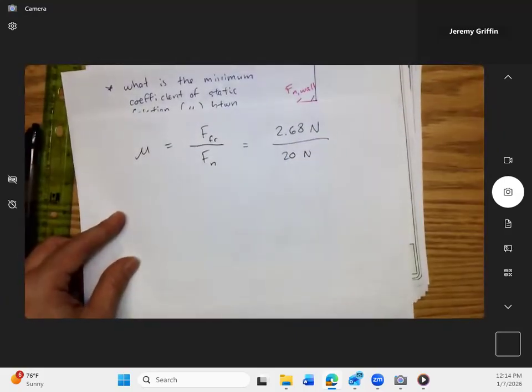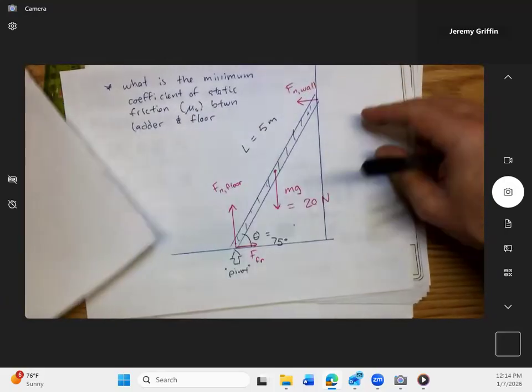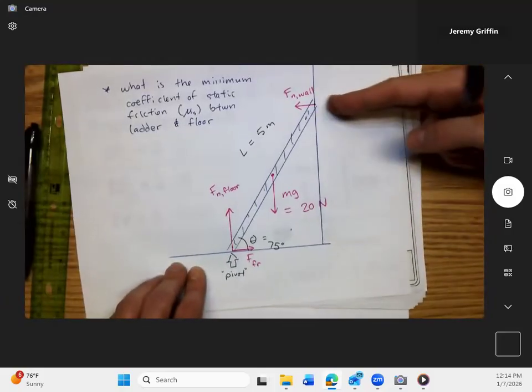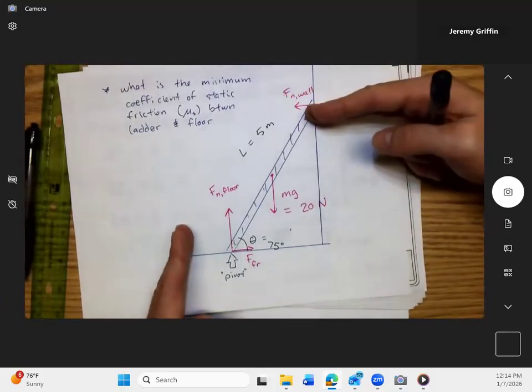Right? I thought the 2.68 newtons was the normal. Yeah, it's the normal force from the wall. Guys, there's two different normal forces here. There's the normal force from the wall. Why did you put it under the force of friction? So, like in the equation.